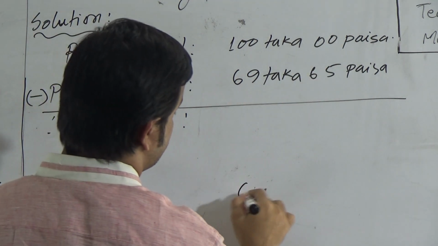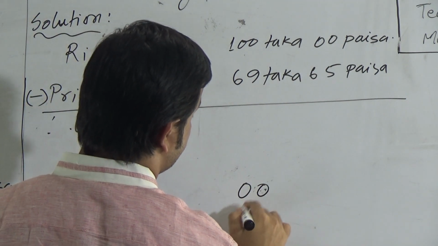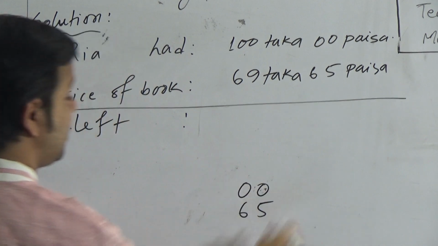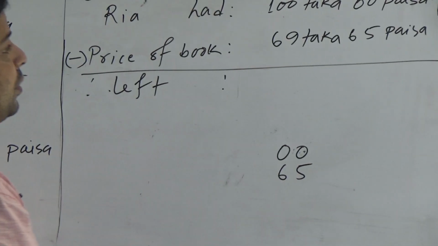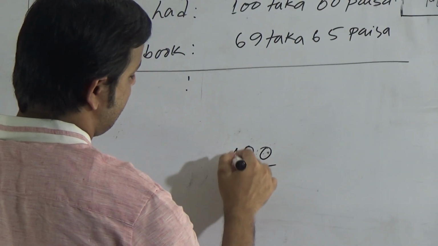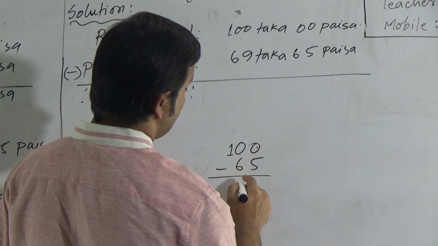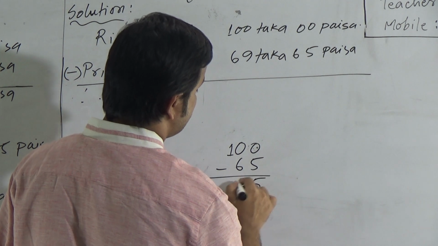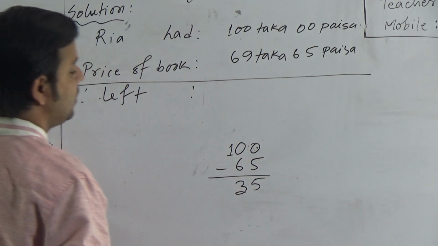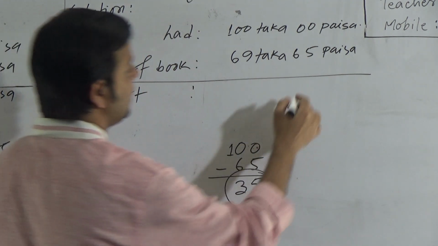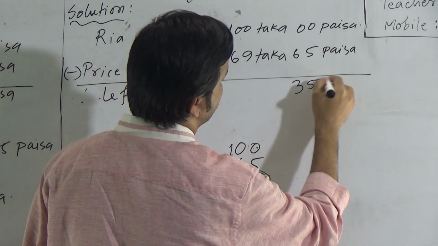Now subtract 65 from 00. Is it possible to subtract? No. So we have to consider here 1 taka. 1 taka means 100 paisa. So if we subtract 65 from 100, we will get 5 here, 3 here. So 35 paisa remaining. Here we can write 35 paisa.